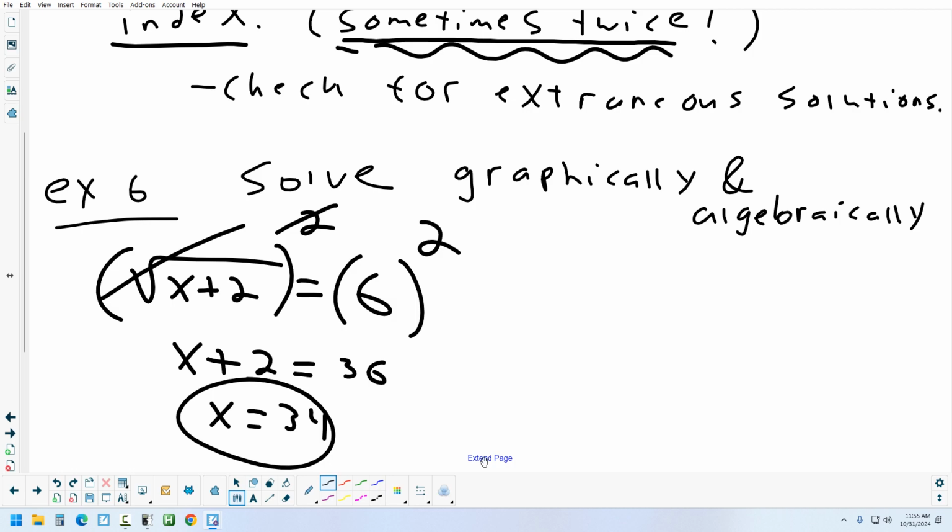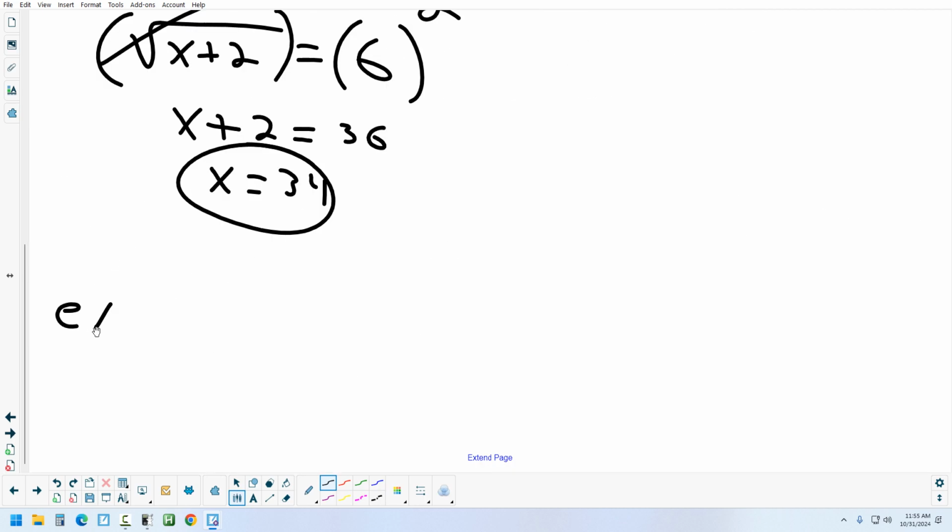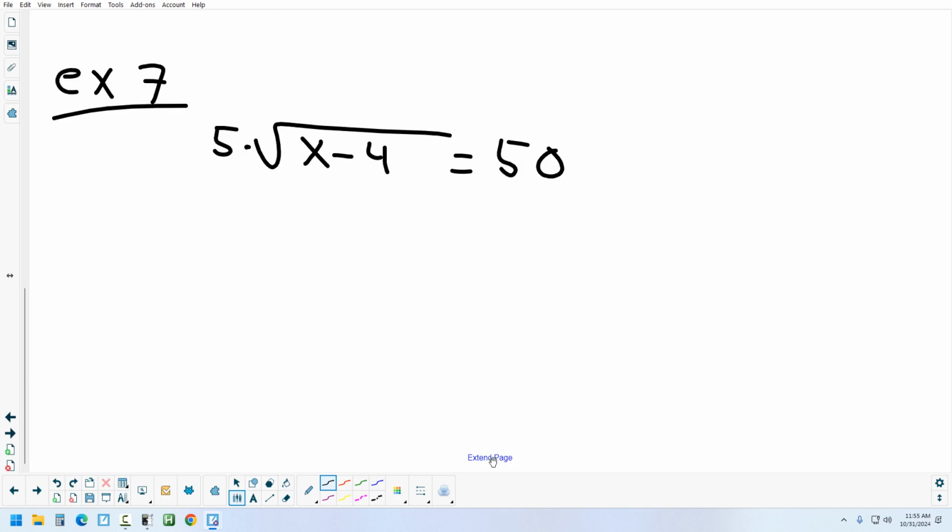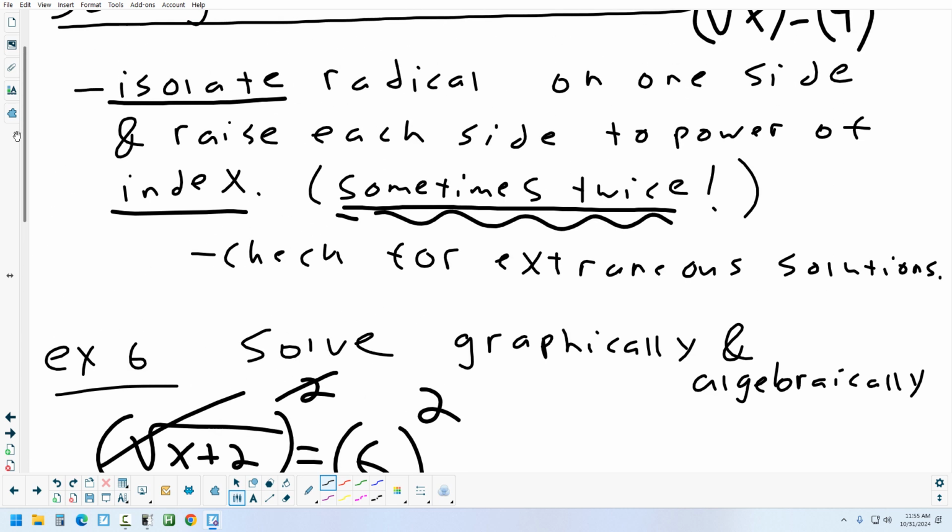Okay. Let's try a little different one. Is that 5 square root or 5th root? That's 5 times the square root. Okay. Is the radical isolated here? No. Then we are not ready to square each side. We need to isolate it first.